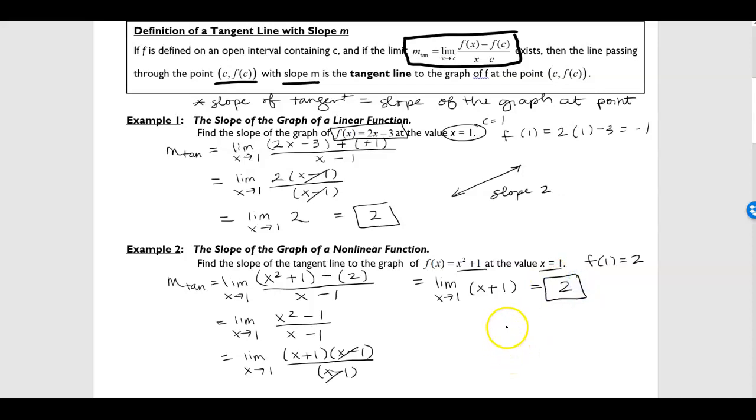Now, that doesn't mean that my slope is always 2, it's just at that point. If we think about the graph x squared plus 1, it would be a parabola shifted up 1. And at the point x equals 1, if I were to draw a tangent line, the slope of that line would be 2. Also, the slope of the graph then would be 2 at that point.